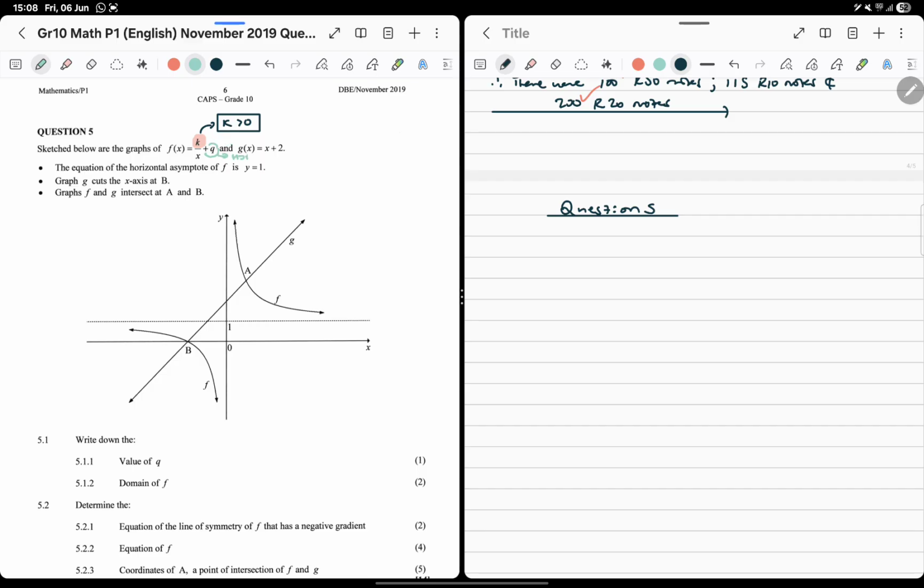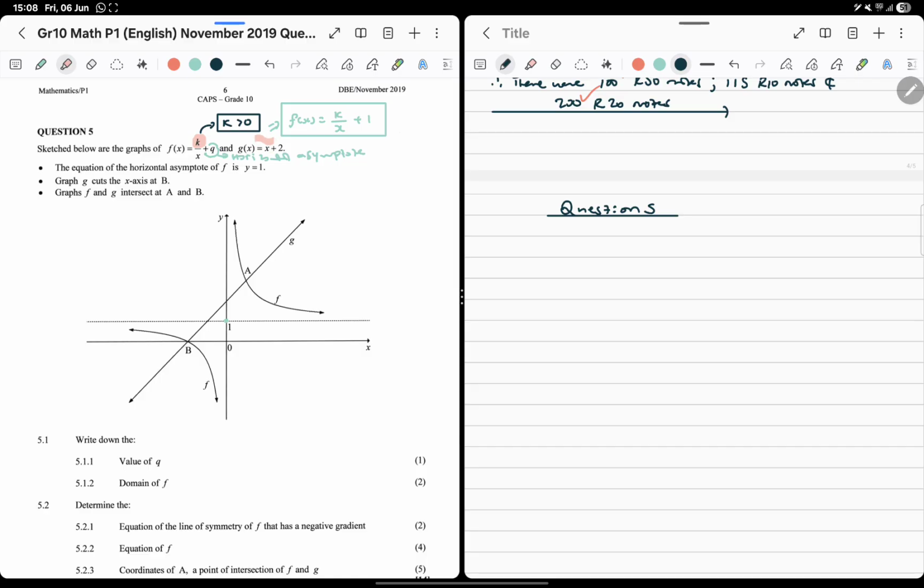So this means this is the horizontal asymptote, right? Now, the horizontal asymptote is as what we see over there. So it means q is 1. So this means the equation here comes up as f of x is k over x plus 1. So this is very important to note, so that as we progress, we do our thing.